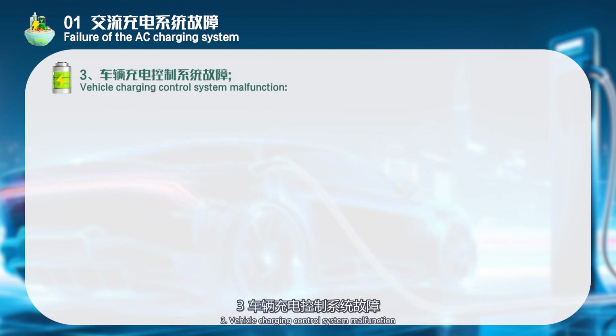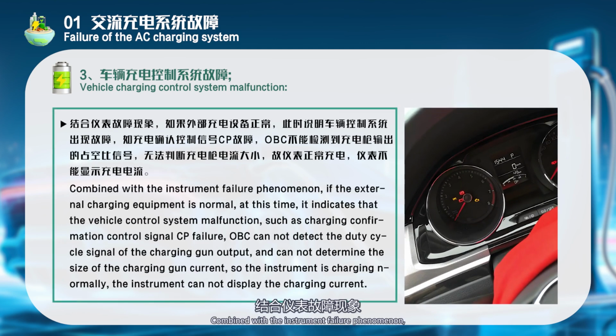3. Vehicle charging control system malfunction, combined with the instrument failure phenomenon. If the external charging equipment is normal at this time, it indicates that the vehicle control system malfunction, such as charging confirmation control signal CP failure. The OBC cannot detect the duty cycle signal of the charging gun output and cannot determine the size of the charging gun current, so the instrument is charging normally but cannot display the charging current.